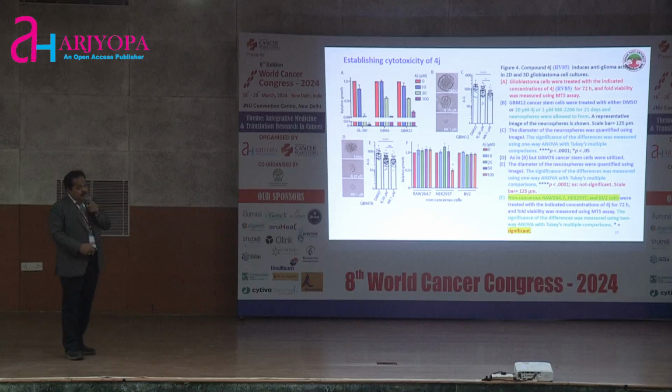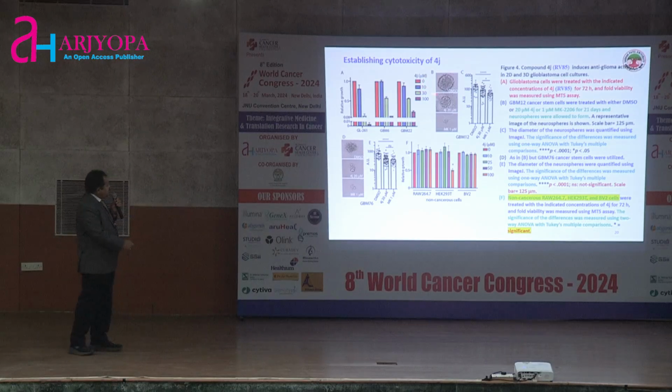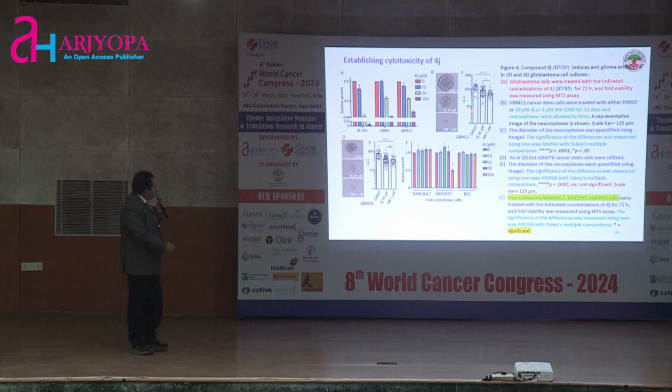Establishing the cytotoxicity of this compound is very essential, and my collaborator did this. You will find here the 4J compound, where red indicates 0 micromolar, blue is 10, and then 30 and 100. According to that, you will see the 4J molecule at different concentrations, and we checked the cytotoxicity with respect to GL261, GBM6 as well as GBM22, and we found good, desirable cytotoxicity.